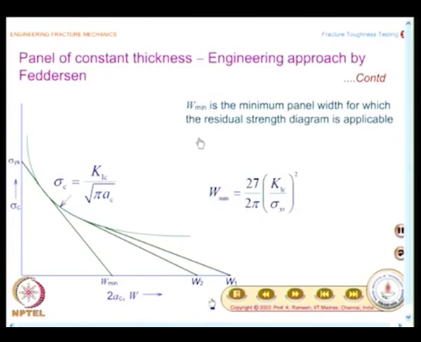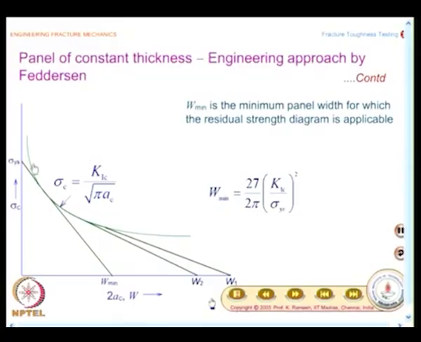So, what the summary here is, W minimum is the minimum panel width for which the residual strength diagram is applicable, because ultimately when you want to use fracture mechanics concepts for design, I need to get residual strength diagram. Once we go to elastoplastic analysis, you will have failure assessment diagram, they are called FAD. In the case of linear elastic fracture mechanics, you will have a residual strength diagram.